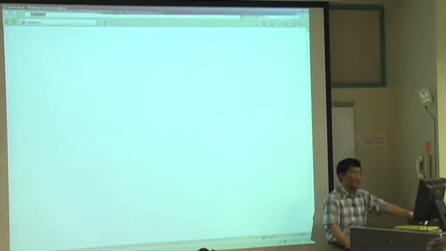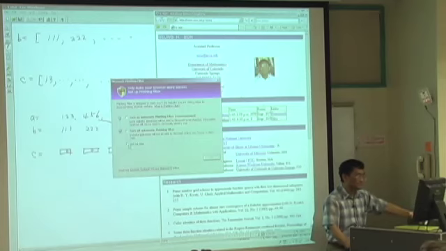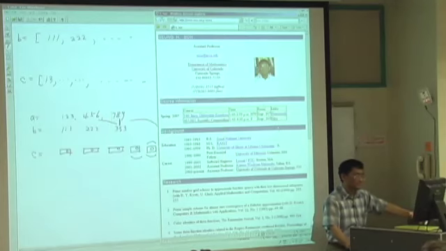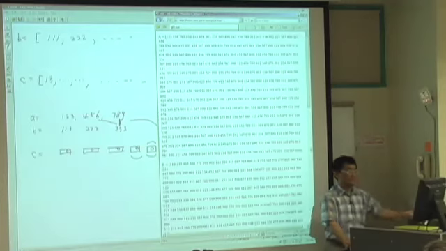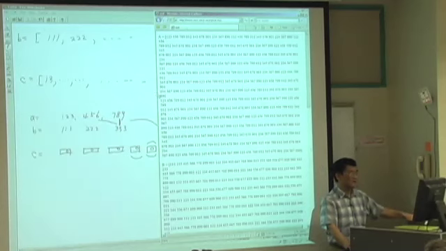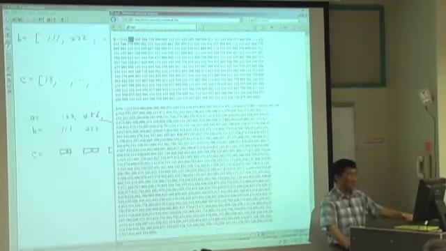I grabbed some results that some of you submitted. So A times B. Then as you can see, this is the result. A is given in an array of 3-digit numbers, right? And then B is given in an array of 3-digit numbers. And then A times B is calculated, and then it's given in this format.